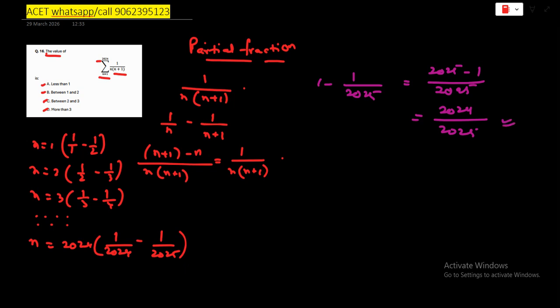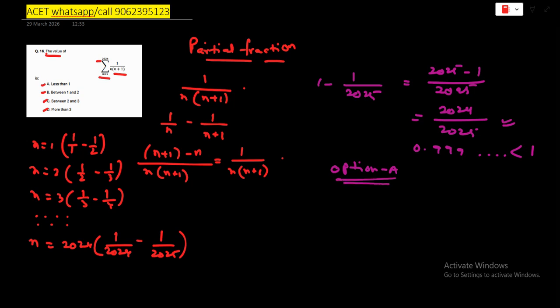Okay, now look at the options. Do we need a calculator? No. Is 2024 by 2025 more than 1? No. The numerator is smaller than the denominator. So is it negative? No. It is near about 0.999 something. Okay, so the value is less than 1, definitely. So option A is the winner.